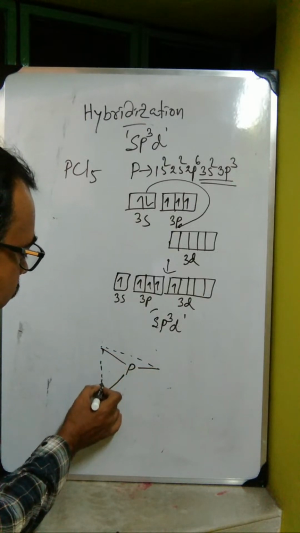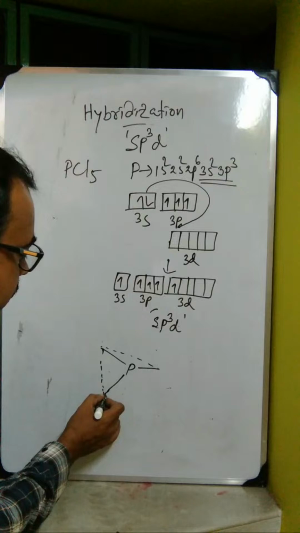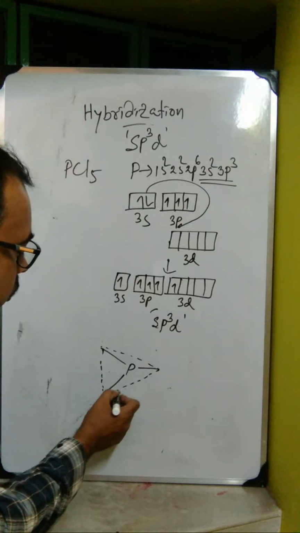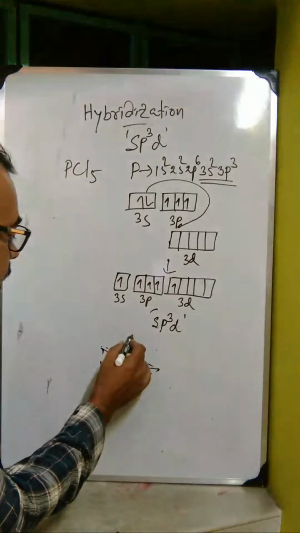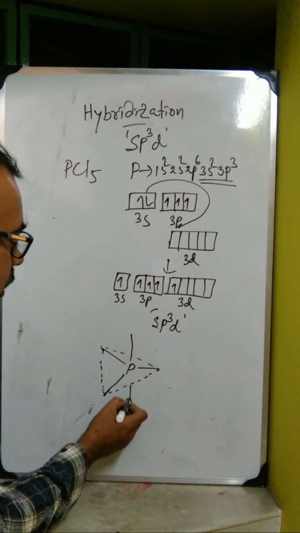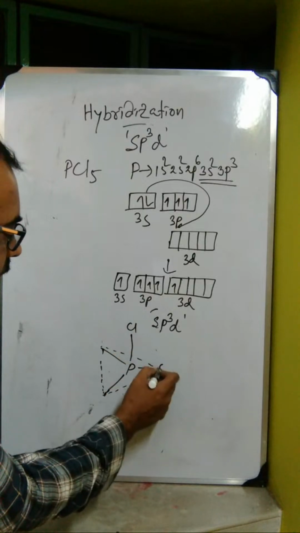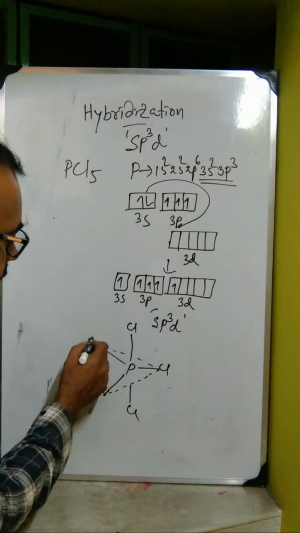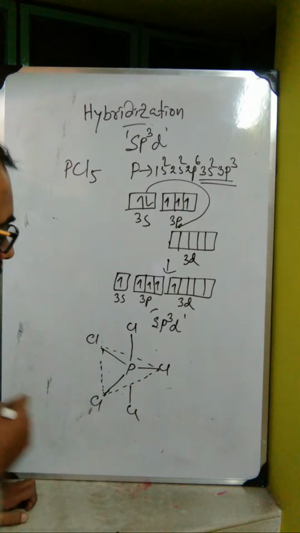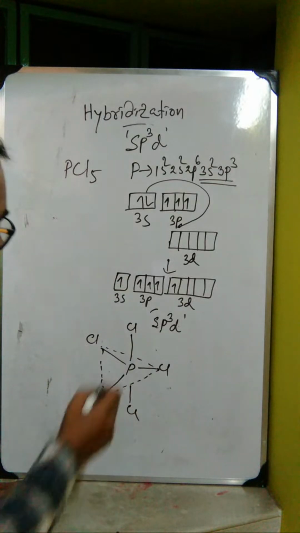Okay, these are 3 sp3d hybridized orbitals, and the other 2 sp3d hybridized orbitals will be above the plane and below the plane. Okay, so here Cl, Cl, Cl, Cl, Cl. This is the shape of PCl5 molecules.